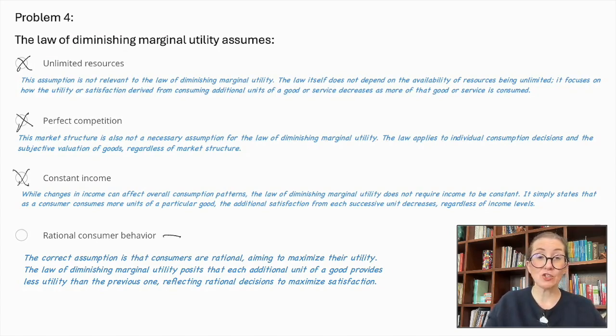Now we have rational consumer behavior. This is the correct assumption. The law of diminishing marginal utility assumes that consumers are rational in the sense that they aim to maximize their utility or satisfaction. Under this assumption, consumers make decisions to consume additional units of a good based on the additional utility those units provide. The principle that each additional unit of a good consumed provides less additional utility than the previous unit reflects rational decision-making based on maximizing personal satisfaction. And that is the correct answer.